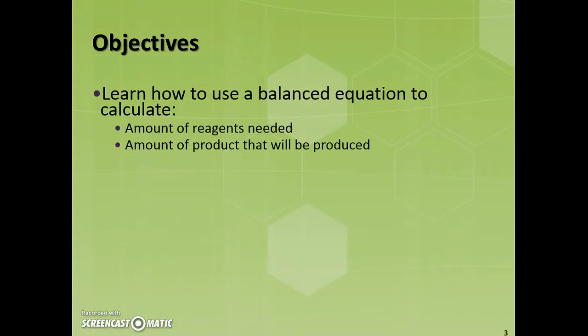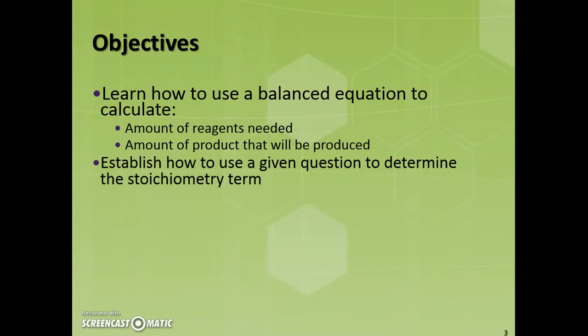Today we're going to move from working on the building blocks to doing some of these calculations in anger. So we're going to learn how to use a balanced equation to calculate the amount of reagents needed and the amount of product that will be produced in a given reaction. Establish how to use a given question that's asked in a test or an assignment or one posed by a scientist to determine the stoichiometry term.